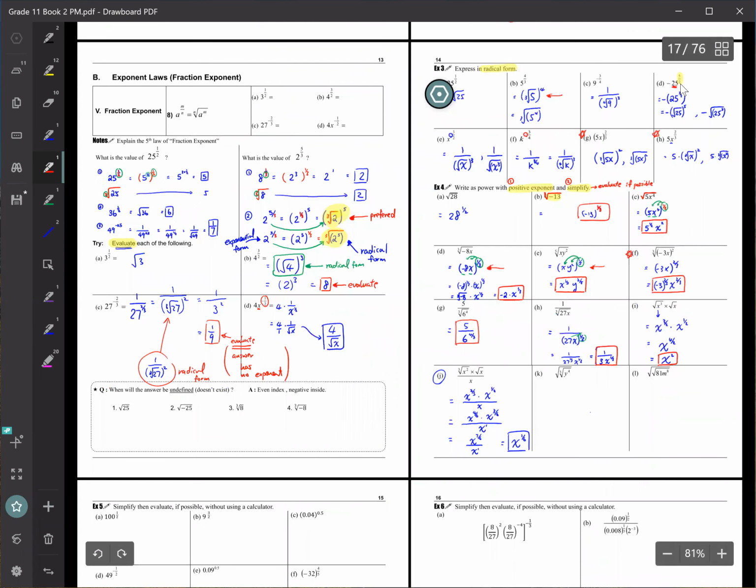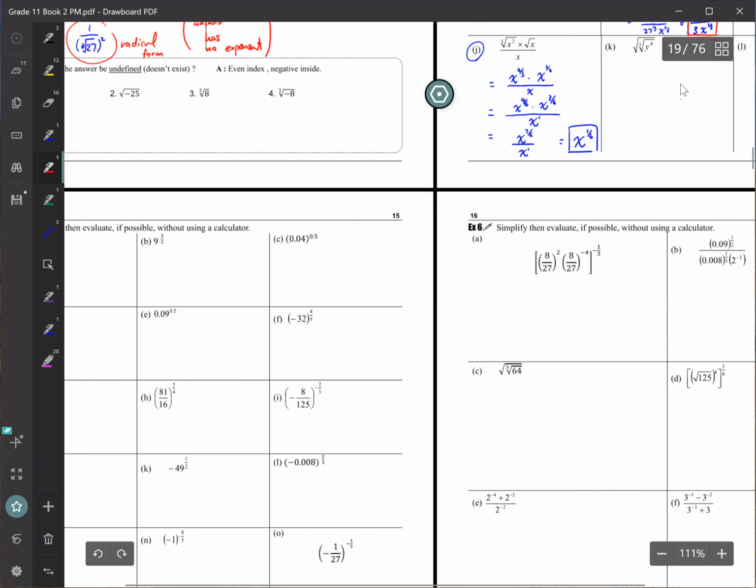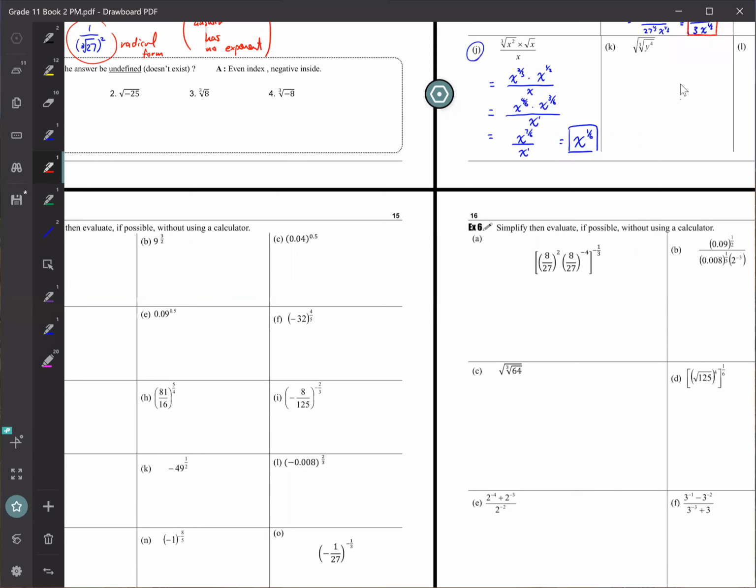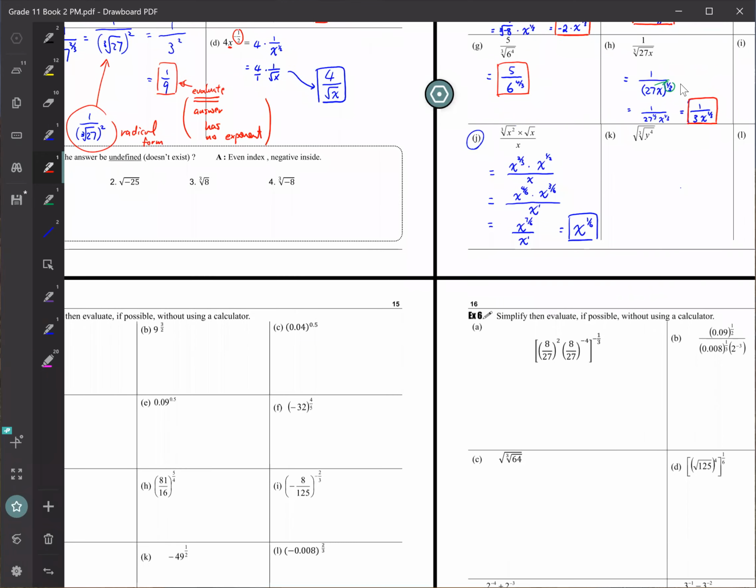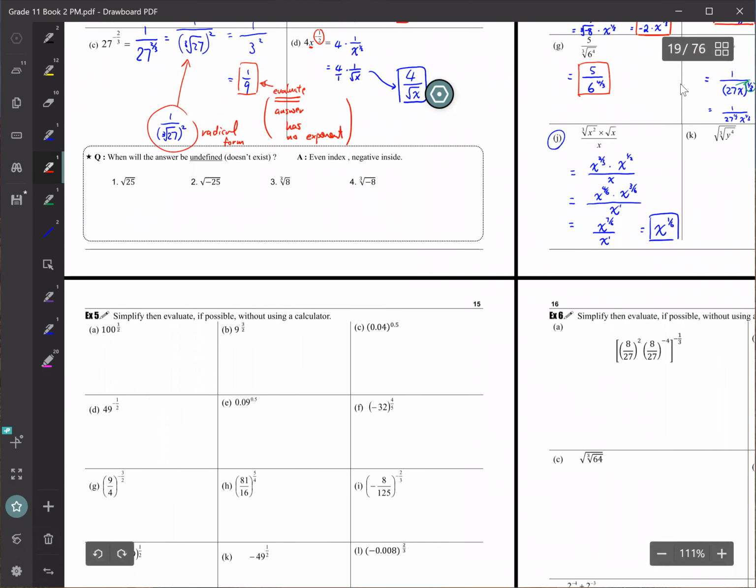We are going to evaluate if possible, but sometimes some questions are not possible, okay? For example, like square root of 3, you just leave it like that as your final answer. And there are some cases where it will be undefined, okay? So we're going to look at that first before we do questions for page 15.